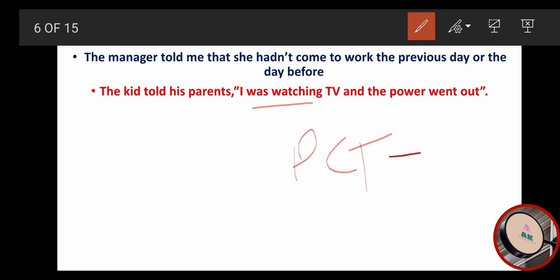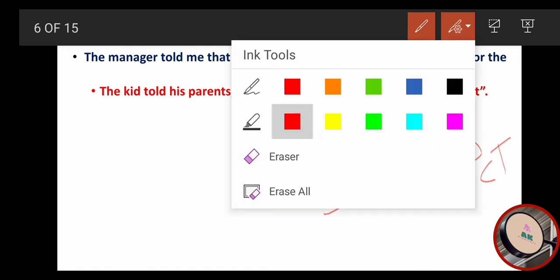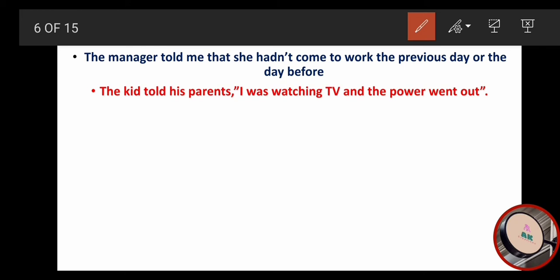What you have to do? Simple, just add double P C T. You are not supposed to skip C. Double P C T in the sense past perfect continuous tense. That's it. Okay. Next. So, I was watching TV and the power went out. Went out is had gone.